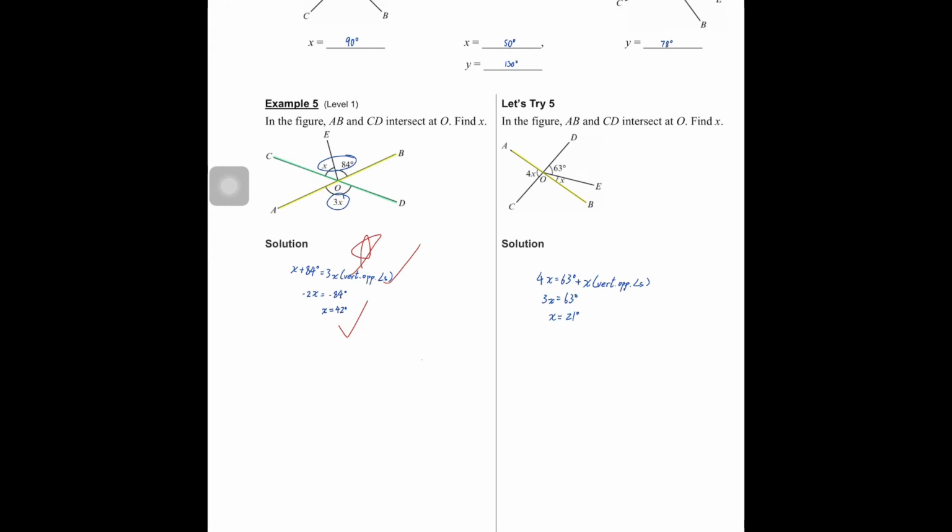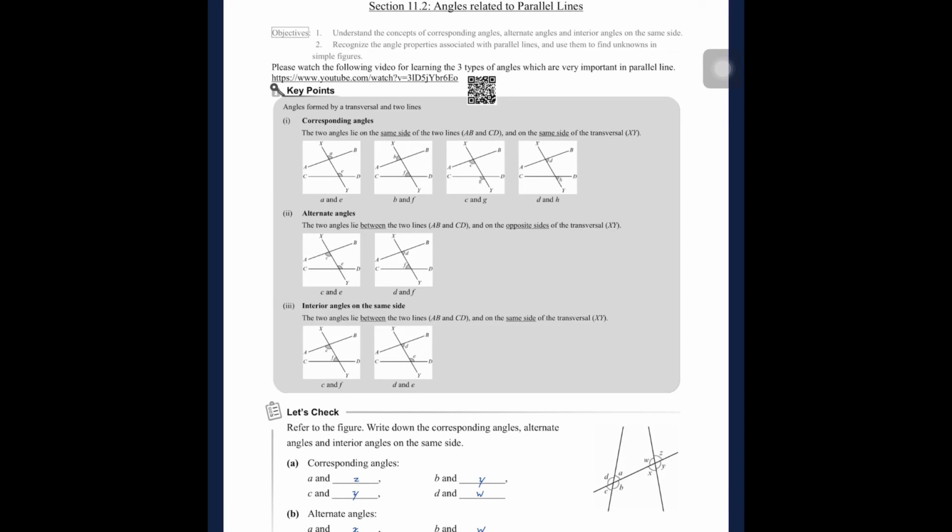And then for the second part, let's try 5. Similar approach, CD. The two straight lines, the yellow line and the green line here. So 4x equals 63 plus x, vertically opposite angles. So x is 21. That's a good answer here. Okay, and then for page 9, maybe we need to discuss it in the lesson tomorrow.